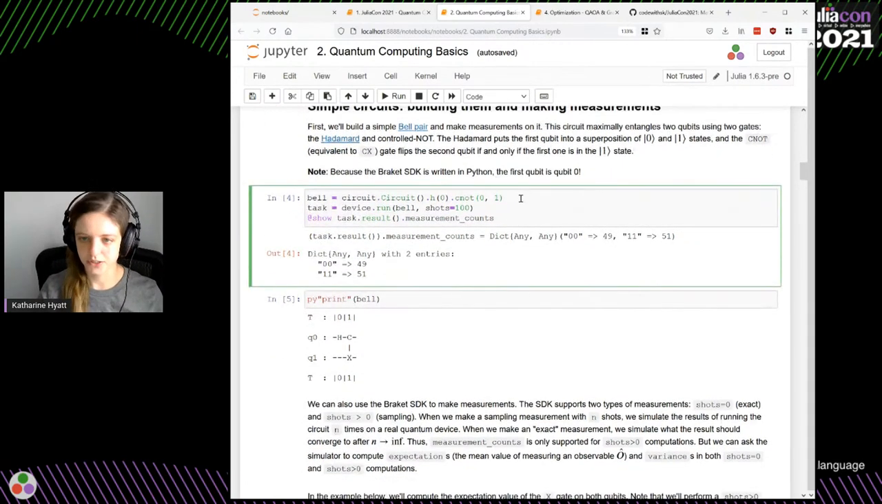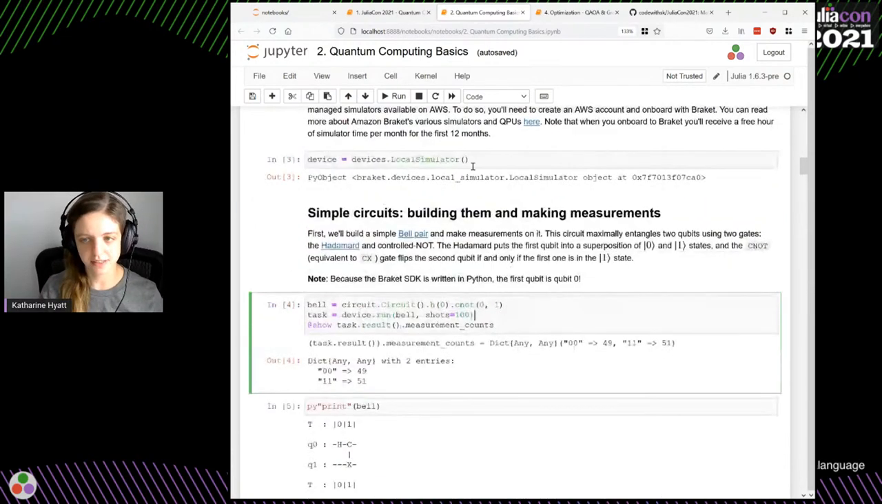So here's our simple Bell circuit. We call a constructor that builds the circuit. We apply a Hadamard H on qubit zero, and then a CNOT on 0 and 1. In Braket, this lets us iteratively add gates to a circuit. Then using the device we selected, the local simulator, we can run our Bell circuit and make a certain number of measurements on it. In the Braket SDK, the number of measurements I want to make on the circuit is called the number of shots. Effectively, what we're simulating here is if I had a real quantum computer and I prepared the circuit on it and then measured the output state 100 times, what would be a reasonable outcome of that?